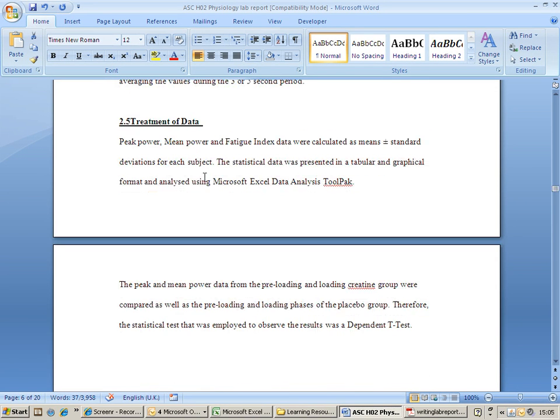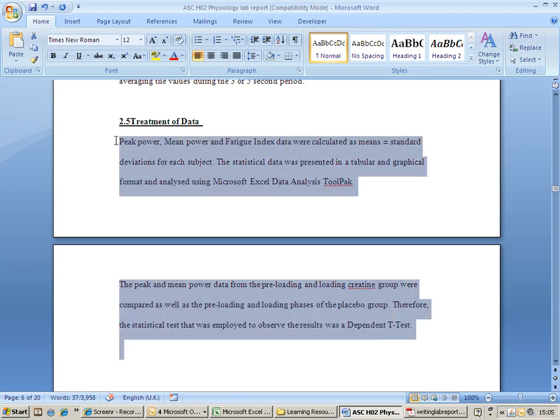The last part of the method subheading should be the treatment of data. So in this area here, this particular student has provided information as to how the information collected would be treated. In this case, they were going to use the Microsoft Excel data analysis toolpack, and then would provide information as to how the dependent variables were tested, in which case they would use a software system known as SPSS.